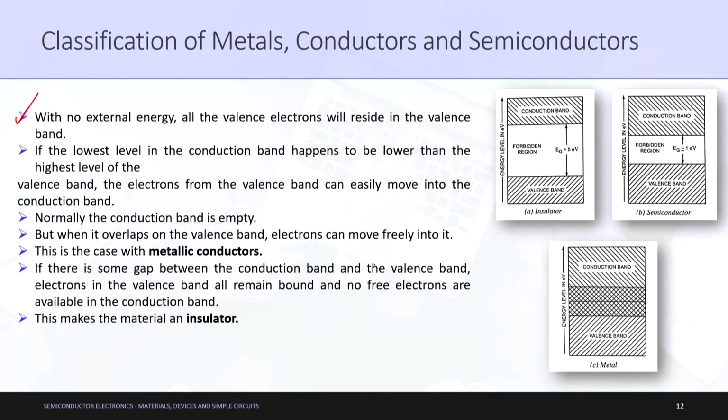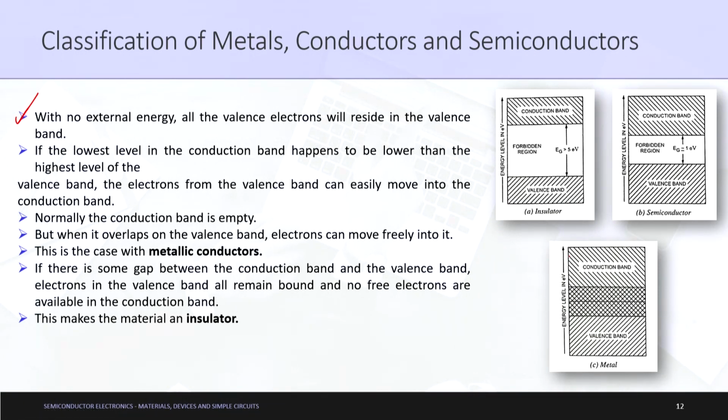The concept of excitation of valence electrons from their orbit into a higher orbit in chemistry is analogous to the excitation of valence electrons from the valence band into the conduction band. This is how it can be understood. So, with no external energy, all the valence electrons will reside in the valence band. If the lowest level in the conduction band happens to be lower than the highest level of the valence band, the electrons from the valence band can easily move into the conduction band. For this line, just refer to this location here. So, what does it try to say?